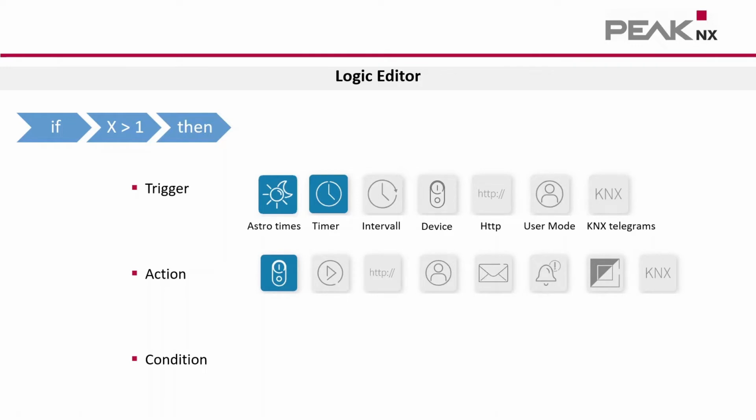Actions can be of the following types: device, a predefined action, HTTP commands, user mode, notifications, switching the theme to light or dark, or sending a KNX telegram. A notification can be sent to your email, pop up in the visualization, or sent as a push notification to your cell phone. The last part of the routine is the condition.